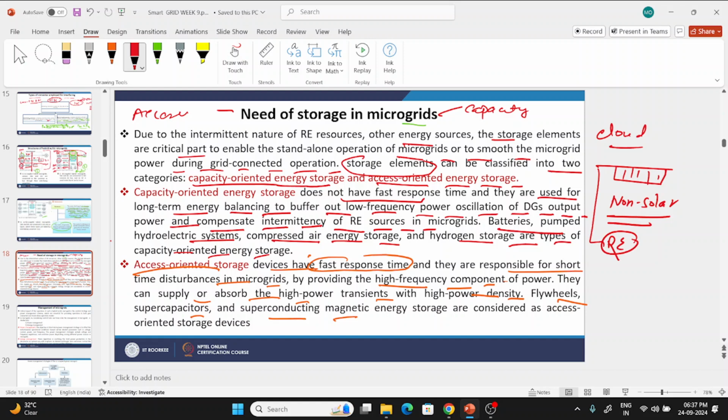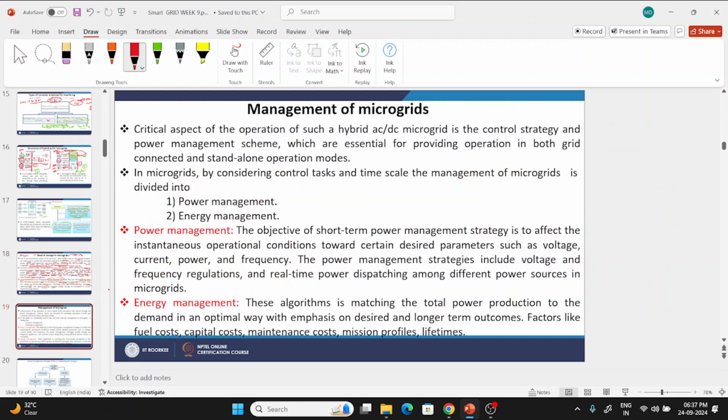But let's say there is another case when the energy generation is high, but the demand is low. So we can store that energy in the capacity storage. What happens here is that the energy from this storage can be retrieved back at the time of demand. Okay. Now coming to the management of the microgrid.